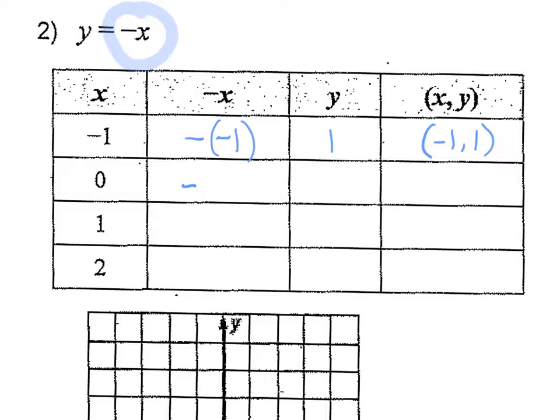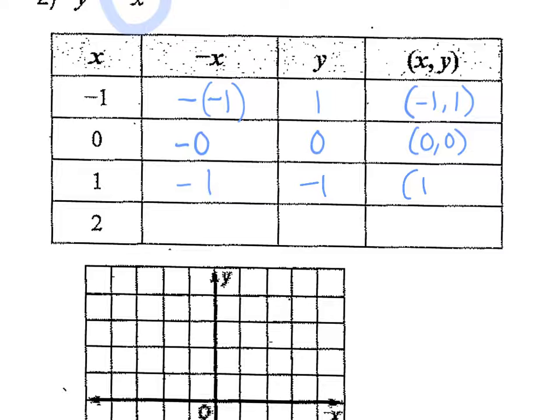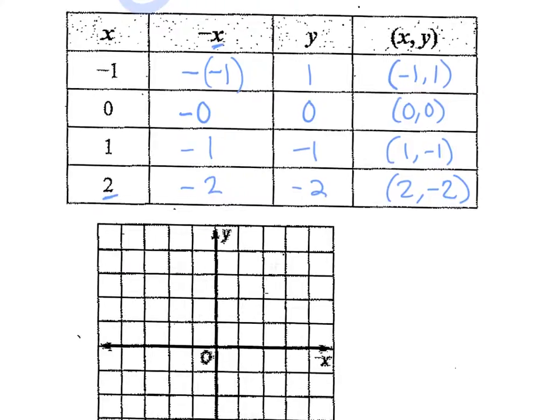So my point would be -1, 1. Same thing on the next one. I'm going to put the negative because that's what it says, and then plug in 0 for x. Can you have a -0? No, yuck. It's not possible. So that's just 0, 0. And then the next one, negative. That'd be -1. Good. So 1, -1. And then I'm plugging in 2 for x. So -2. So 2, -2.